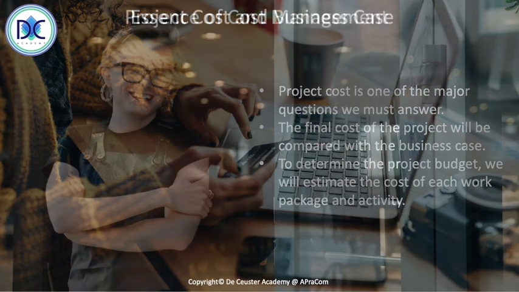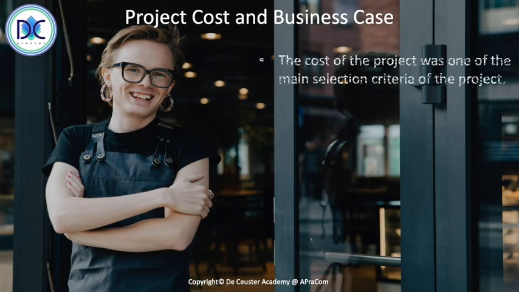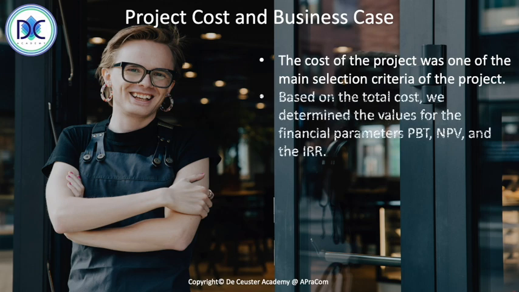When we look at the project cost and the business case, the cost evaluation was one of the main selection criteria of the project. Based on the total cost, we determined the values for the financial parameters: payback time, net present value, and the internal rate of return, or you may have used different parameters anyway. It depends on the organization you are working in. The PBT, the NPV, and the IRR were part of what we call the return on investment policy for the project, and you can have a different policy.